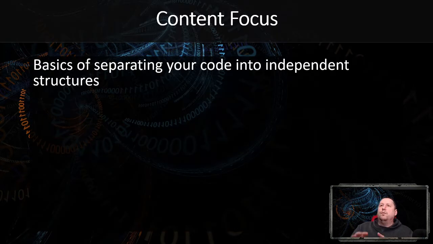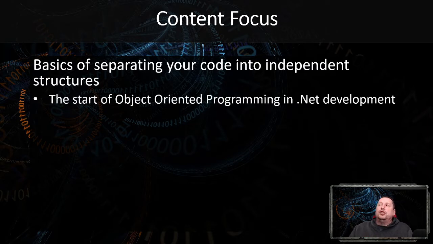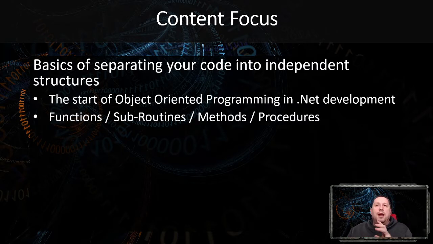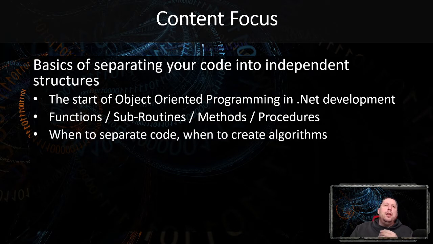So the focus of what we're going to be talking about today is the ability to separate your code into independent structures within the entire context of your program. And that is the start of object-oriented programming. The idea is we're going to look at functions, subroutines, methods, procedures, and what their context is within the C# language. When do we separate code? When do we create algorithms?